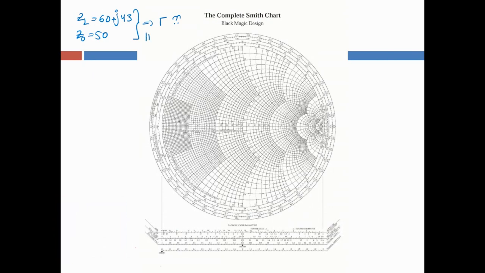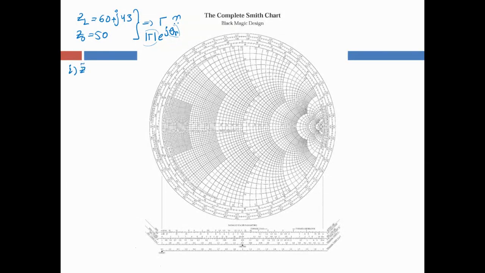Now remember, gamma has a magnitude and a phase, theta r. So the Smith chart, without doing any calculations, is going to immediately give you the magnitude of the reflection coefficient and its angle. But the first thing is you need to know where the normalized value of Z sub L is going to be.